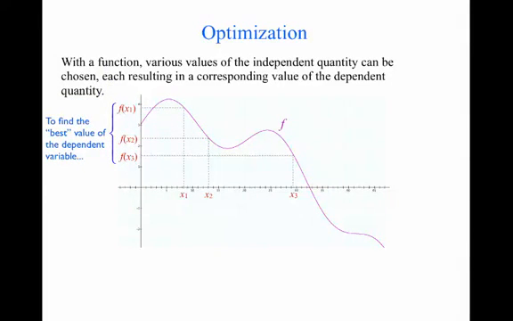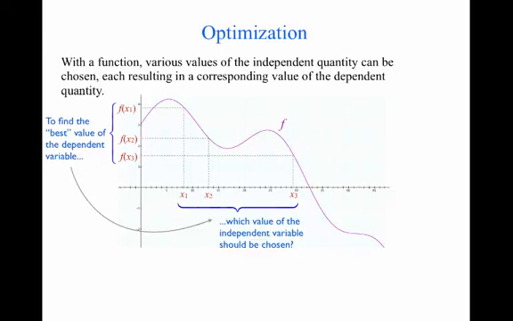What's the best value of the dependent variable? In order to find that, we're asking which value of the independent variable gives us the best value of the dependent variable. This is the underlying principle of optimization. What value of x, or independent variable, will give us the best y, or the best value of the dependent variable, and then what is that best value?